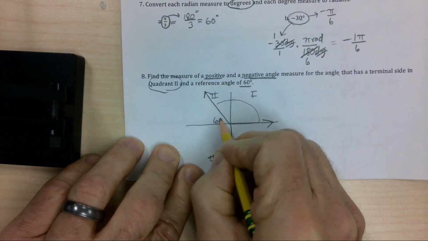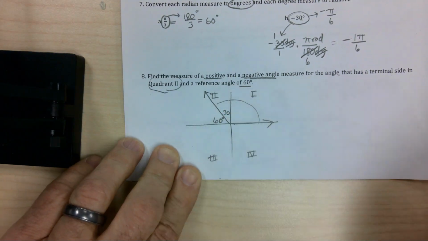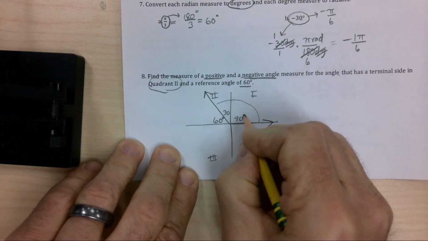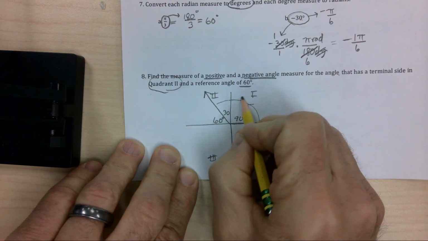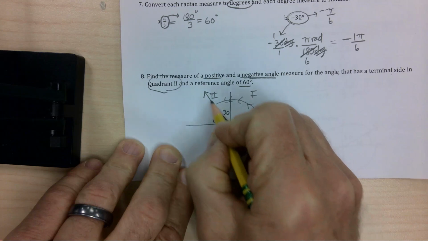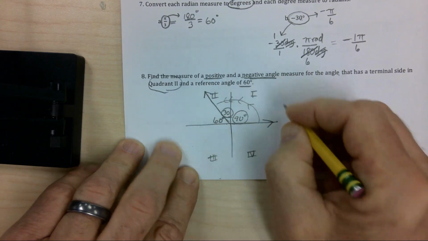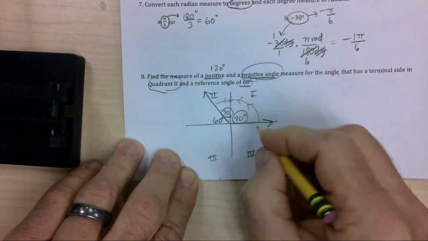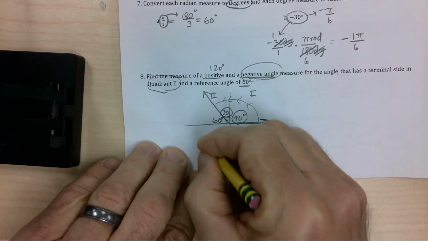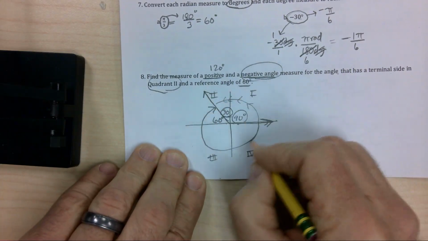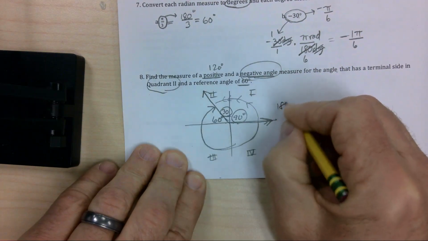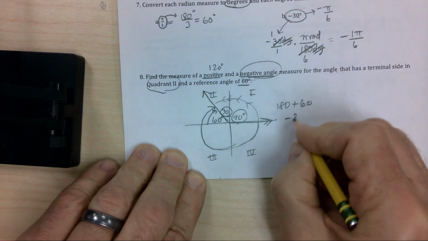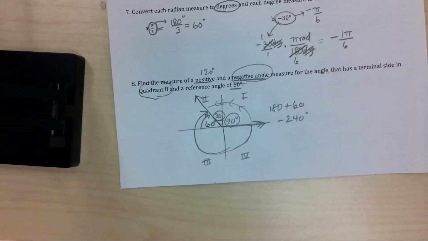I know this is 60, leaving this with 30, and that means this is 90. So how far did we spin our spinner to have it stop right here? 90 plus 30. So the positive one is 120 degrees. The negative one would be here to here. So that's 90 plus 90, which is 180, plus this little sliver of 60, so that'd be negative 240. And that finishes your quiz review.